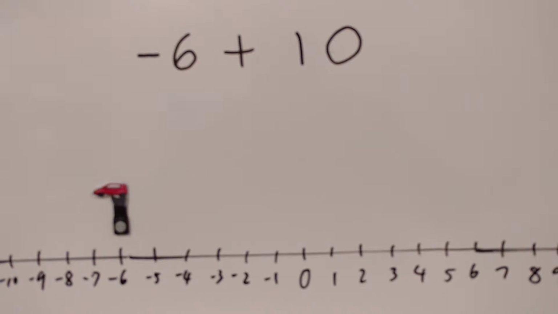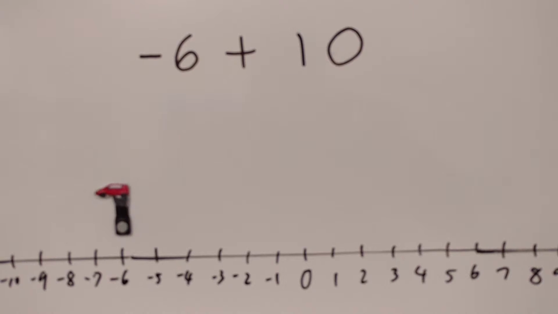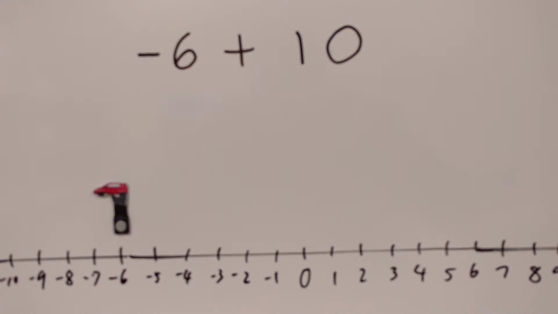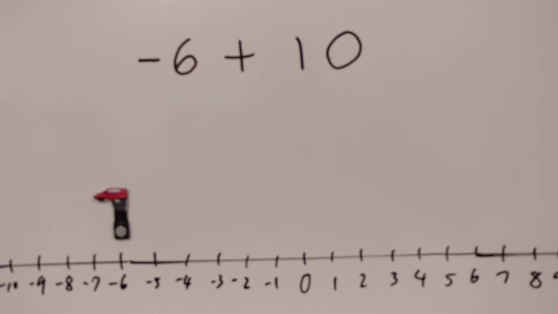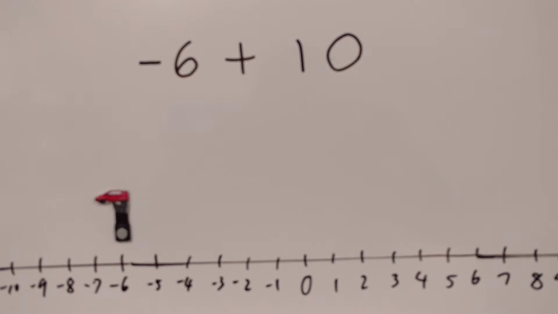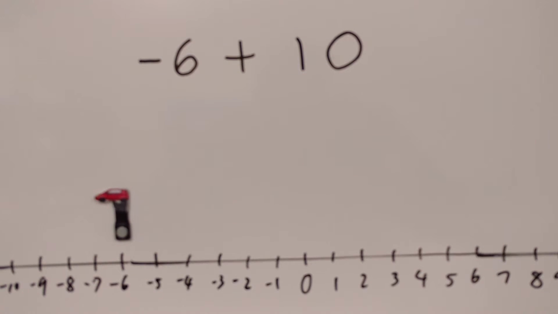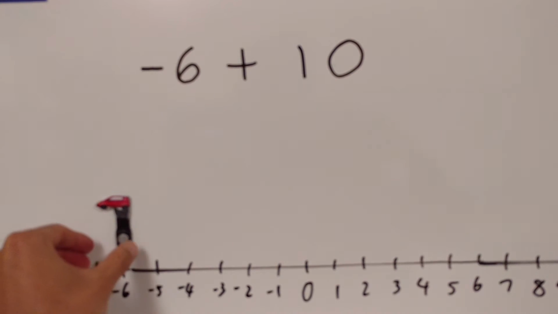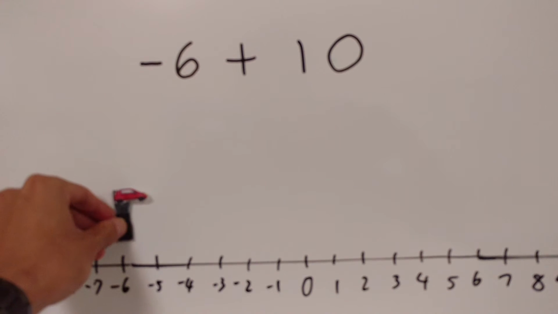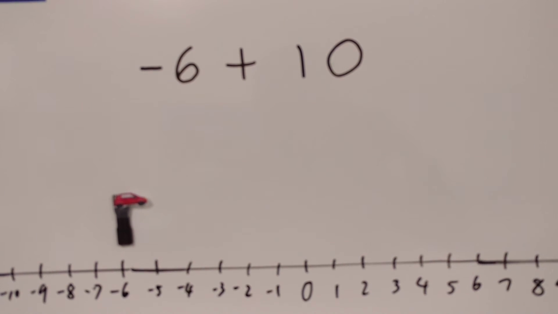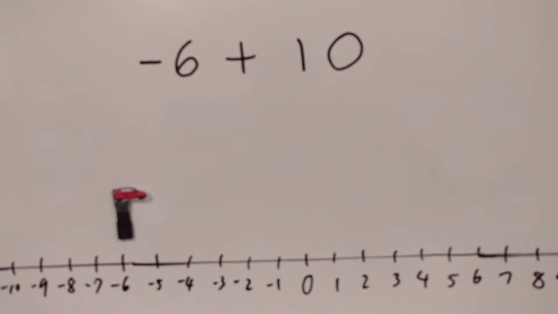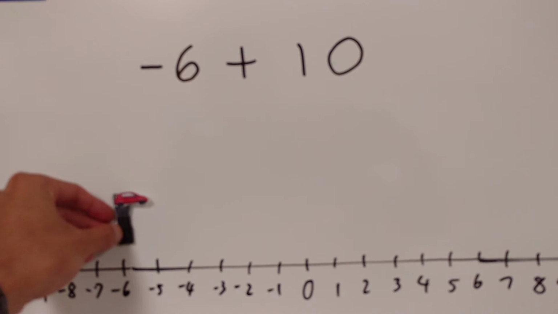Step 3, we examine the second number we are adding. If the second number we are adding is positive, we face the car rightwards in the positive direction. If the second number we are adding is negative, we face the car leftwards in a negative direction. Here, we are adding the number positive 10. So we face the car rightwards. Step 4, we move the car 10 steps in the direction it is facing.